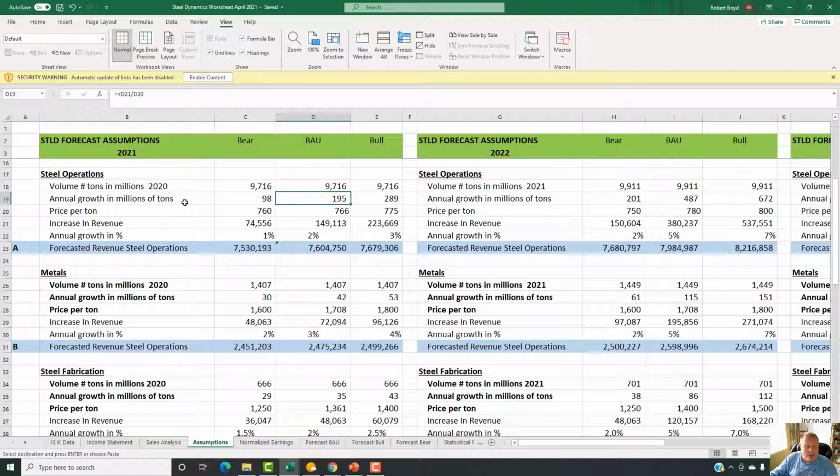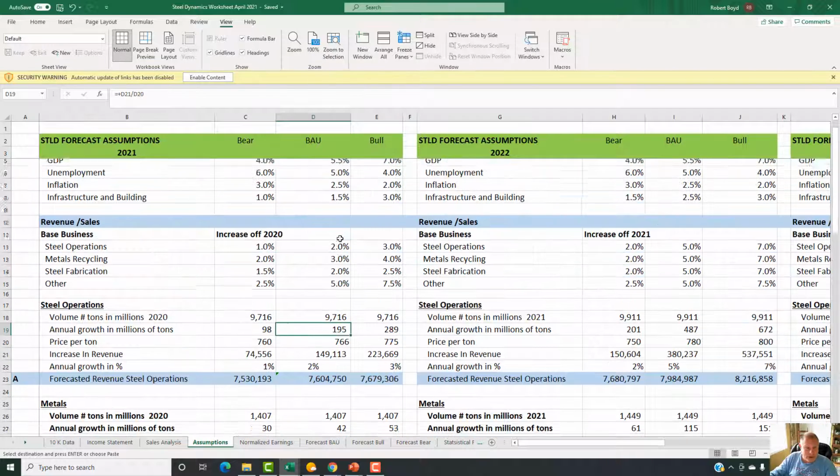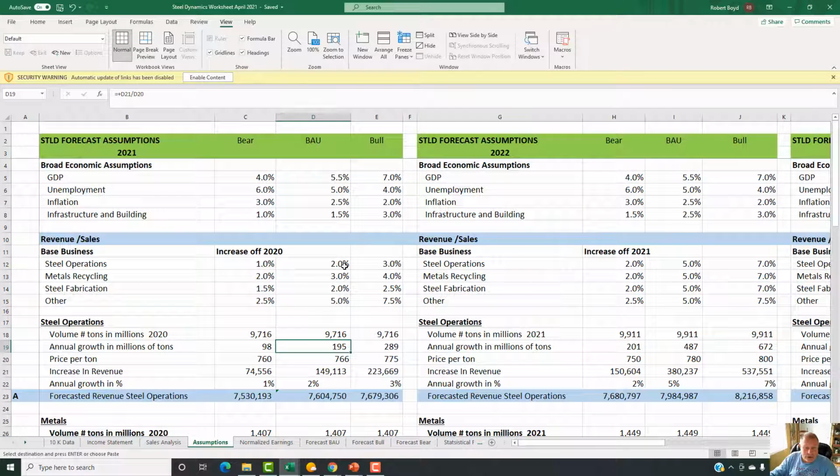So I came out with the annual growth in tons, price per ton, increase in revenue. There's the 2%, which is the 2% up here. And I realized there's differences in their business. So some businesses are going to grow faster than others and have upside potential.